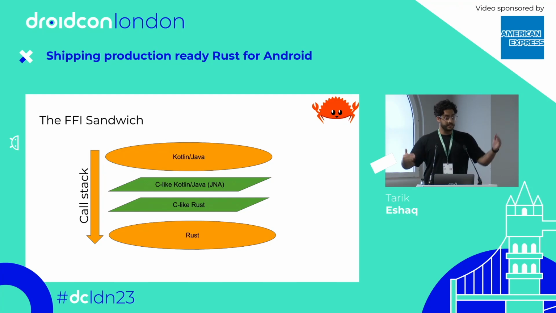You usually have the buns. You have your Kotlin layer at the top. This is where your application programmers live. This is where the Kotlin code lives. And this is where you handle the application lifecycle and all that.